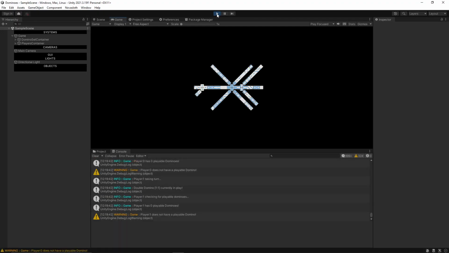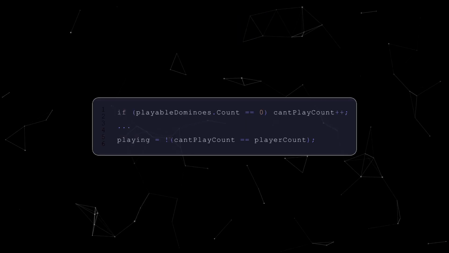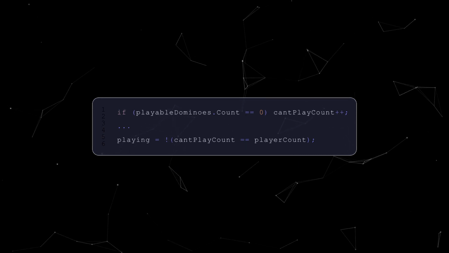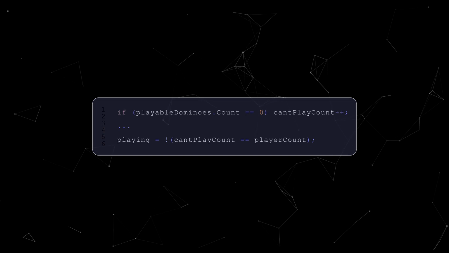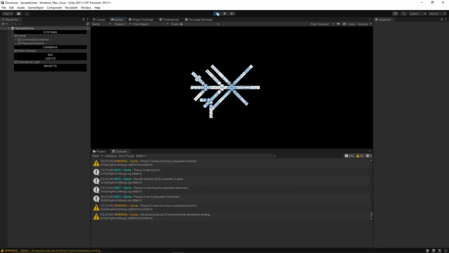And now we can see the result, but I notice we keep trying to play when there are no possible plays left. So I did add an int counter called can't play count that I increment each time I get an empty playable dominoes list. And if the can't play count is the same amount as players playing, then we stop playing. So this works and looks fine, but I'm not satisfied.